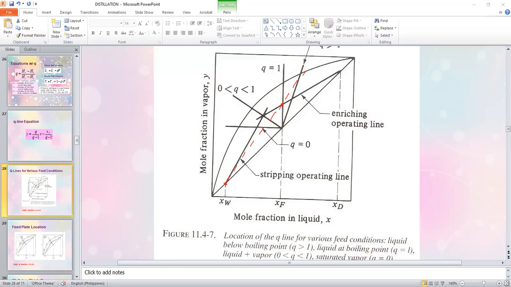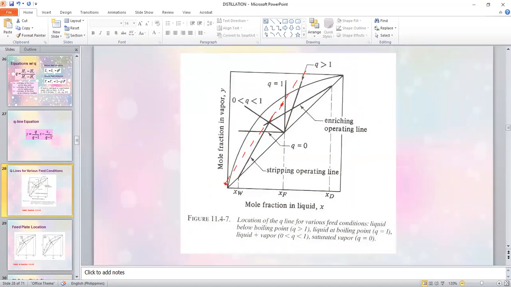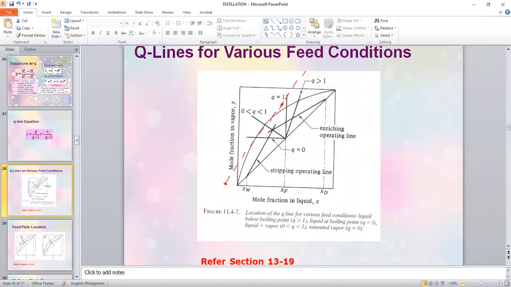So it's also anchored upon the desired purity of your distillate. So your problem will specify the desired purity of your distillate. So this is the graphical approach of determining the number of stages in your column, connected to the length of the column. So it's also in section 13-19 of your handbook.